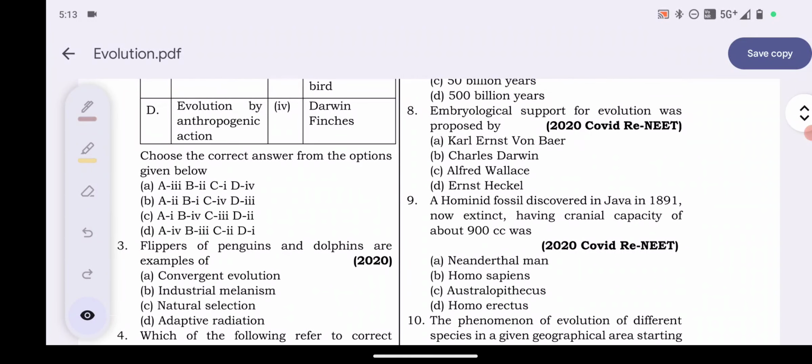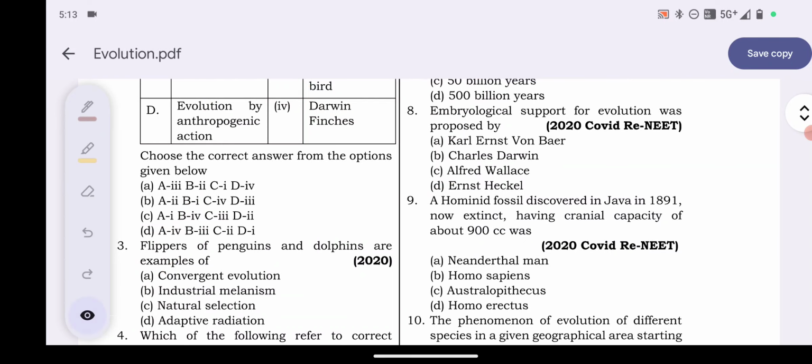Embryological support for evolution was proposed by Carl Ernst von Baer, Charles Darwin, Alfred Wallace, Ernest Haeckel. So embryological support for evolution was proposed by option number D, Ernest Haeckel. Ernest Haeckel presented embryological support for evolution based on the discovery of some traits common to all vertebrates at the embryonic stage that are lost in adults.